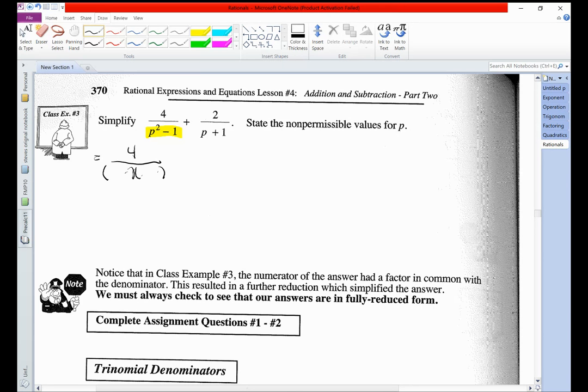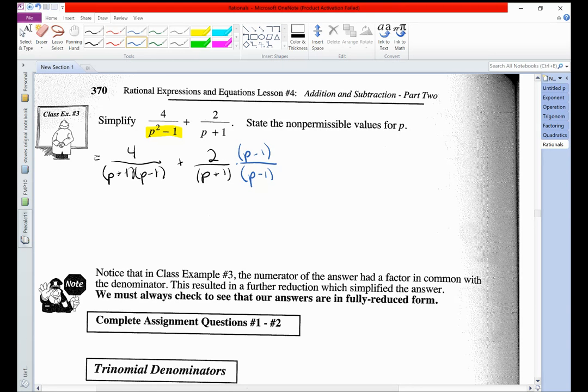Oh man, I need to buy a new pen. P squared is p times p, and 1 is 1 times 1. 1's a plus, 1's a minus. So when you do that, you see that we have one binomial in common. They both have a p plus 1. So the only thing I have to do to get a common denominator is multiply this side by p minus 1.